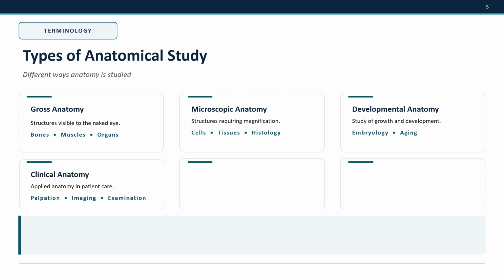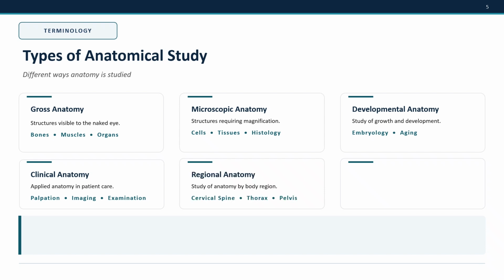Then we can take anatomy and apply it to patient care. This is called clinical anatomy. So you might see different examples of this with palpation, different imaging studies, different orthopedic and neurological examinations.